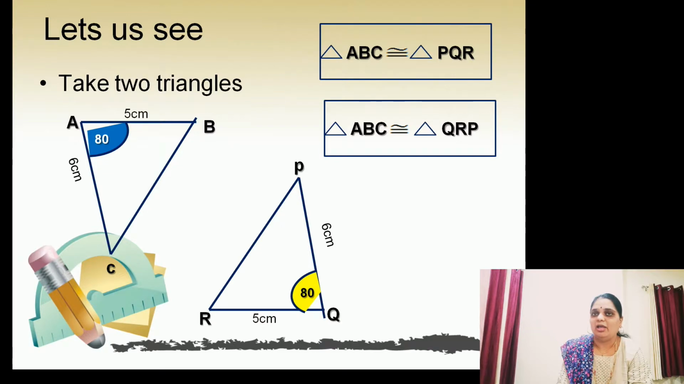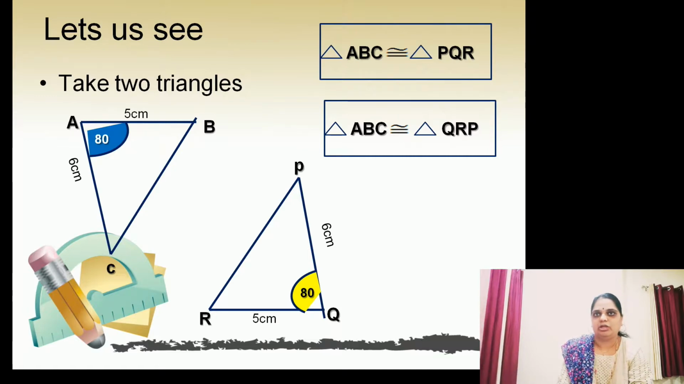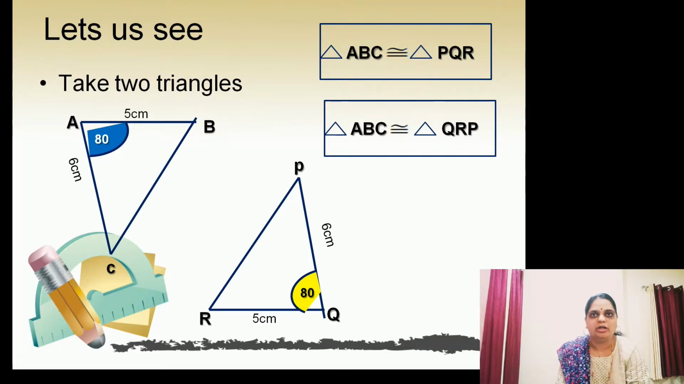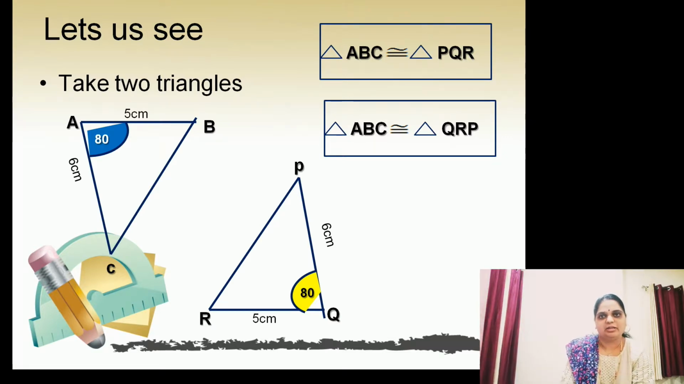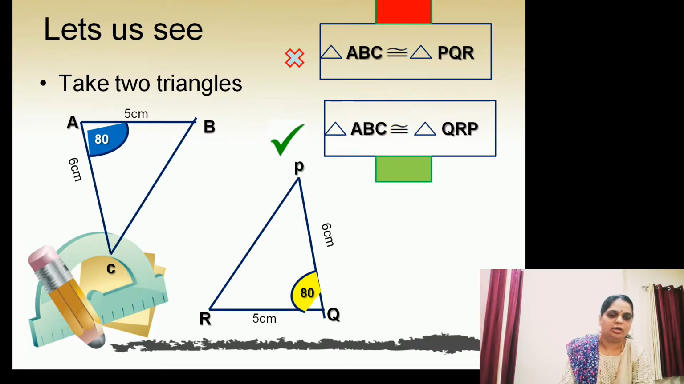is correct. Triangle ABC is not congruent to triangle PQR. Why? Because AB is 5 cm and in the below triangle RQ is 5 cm. That means triangle ABC is not congruent to triangle PQR, but their corresponding sides one-to-one: AB corresponds to QR and AC corresponds to PQ. That means triangle ABC is congruent to triangle QRP. We see here there is a red sign and a green sign. The green sign is the correct statement. That means triangle ABC is congruent to triangle QRP.